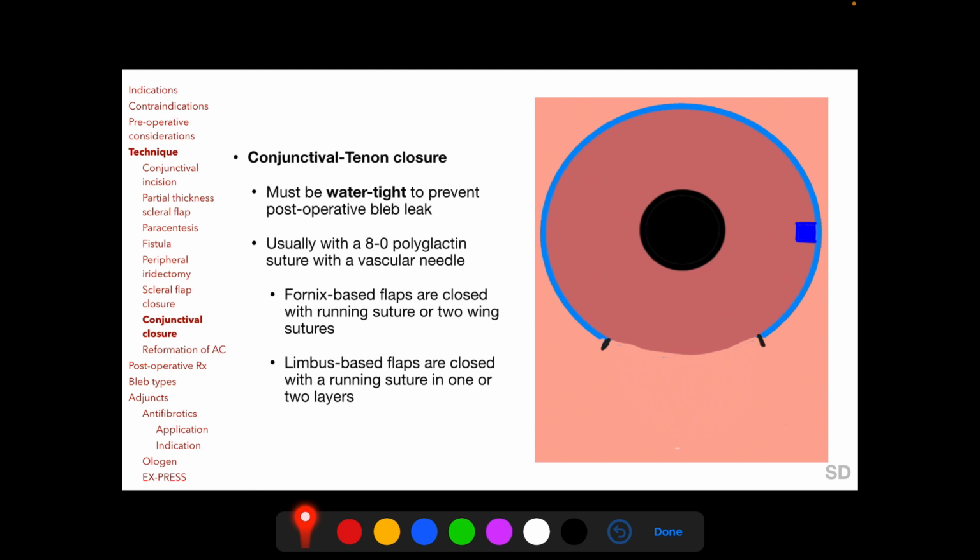Then the conjunctiva and the Tenon are closed, and this closure should be watertight to prevent post-operative bleb leak, and this is very important to remember. The closure is usually done with an 8-0 absorbable polyglactin or Vicryl suture on a vascular non-cutting needle, which reduces the chances of conjunctival tearing during conjunctival suturing.